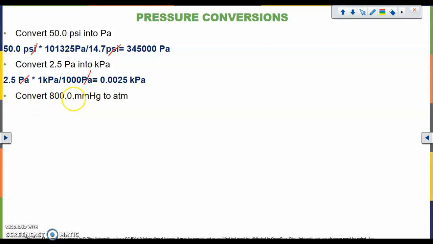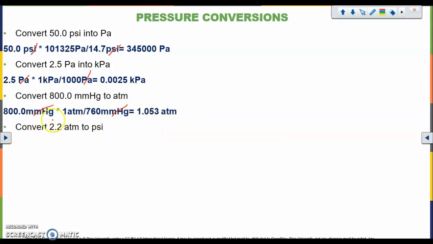Similarly, if we're trying to convert 800.0 millimeters of mercury to ATM, or it could be 800.0 torrs to ATM, again, we go to page 9, and based on that relationship, the ratio that relates ATM and millimeters of mercury is 1 ATM has 760 millimeters of mercury. Cancel units, 4 significant digits, 1.053 ATMs, right? Basically, again, as I mentioned before, it's just significant figures.